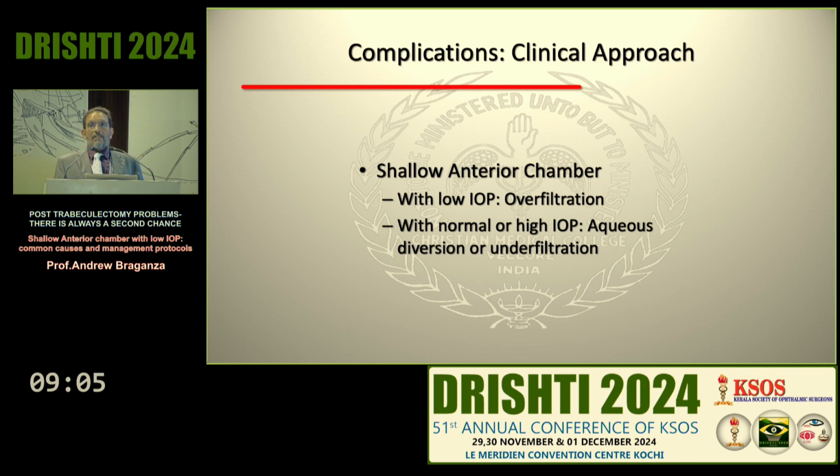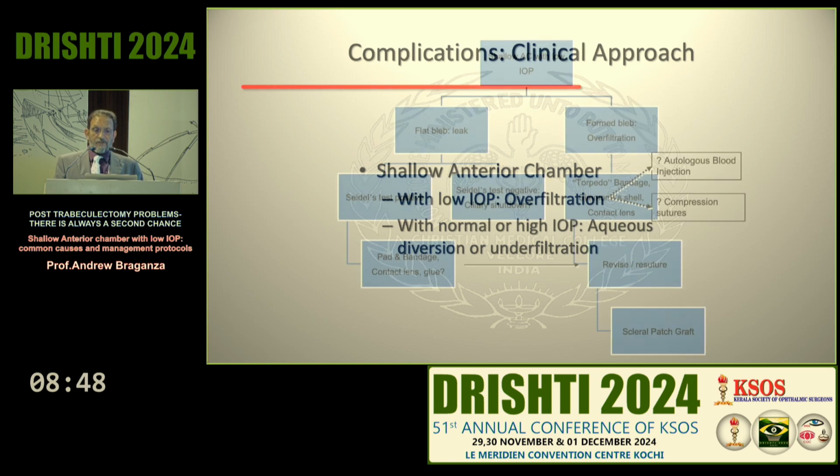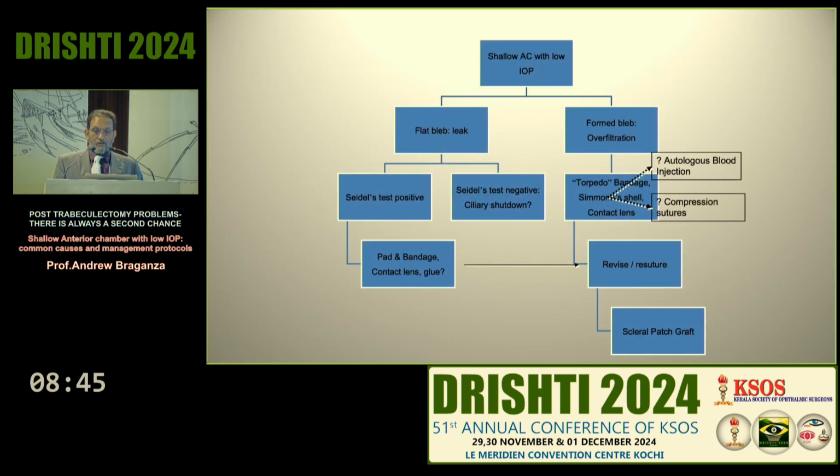I'll go over a clinical approach to a shallow anterior chamber, and basically one would look to see the IOP next, and if it's a low IOP you would suspect overfiltration or a leak, and with a normal or high IOP you would suspect aqueous misdirection or underfiltration. So here's a sort of flow chart. You have the shallow AC with low IOP. You look at the bleb configuration. You have a flat bleb with or without a leak, and you follow this left-hand side flow. And you have a formed bleb. You have to assume overfiltration.